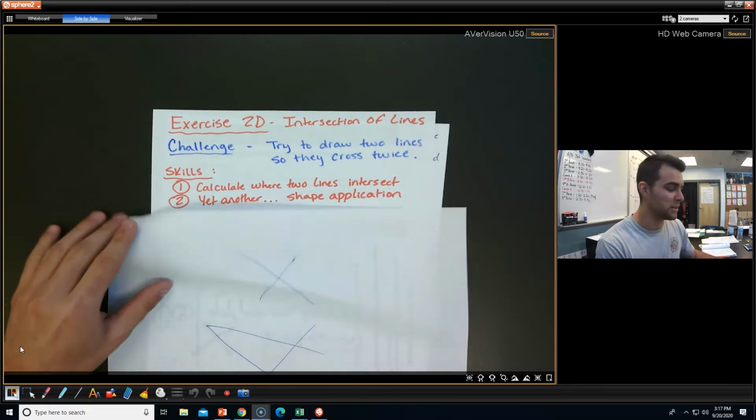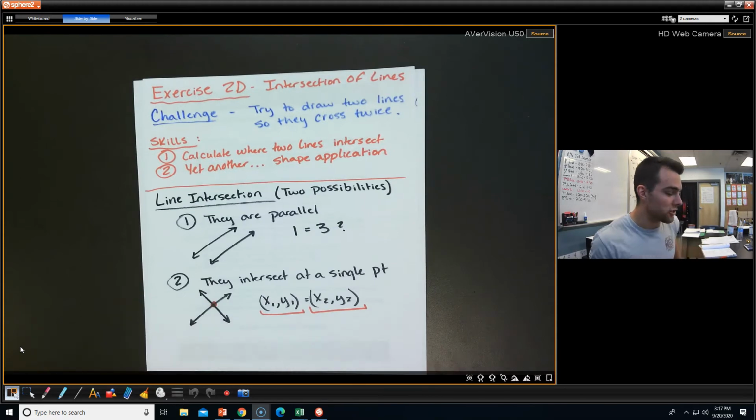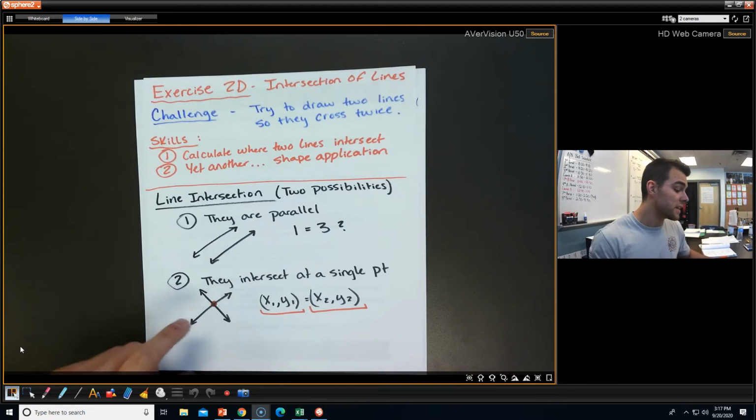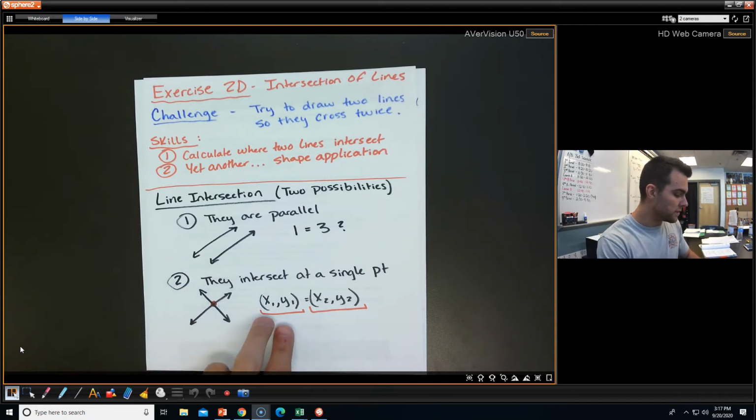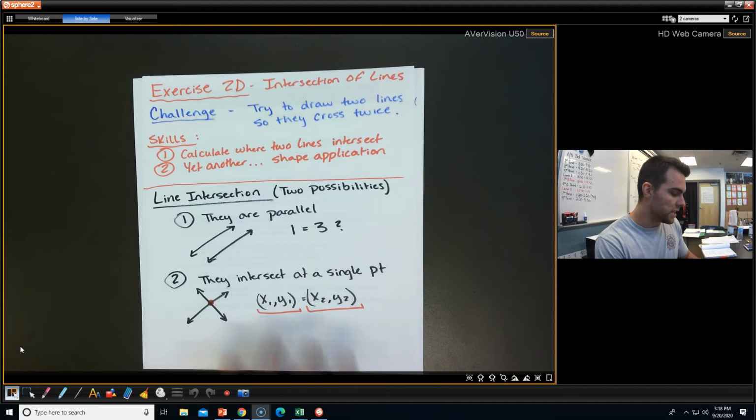There's only 2 possibilities, and here they are. Your 2 possibilities of line intersection are they are either parallel, meaning their slopes are the same, and they will never touch or intersect, or they will intersect, but only at a single point. So the coordinates of that point for this line will equal the coordinates of that point for that line right there.